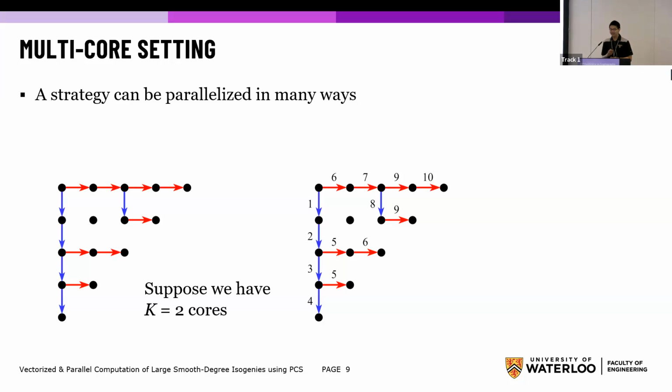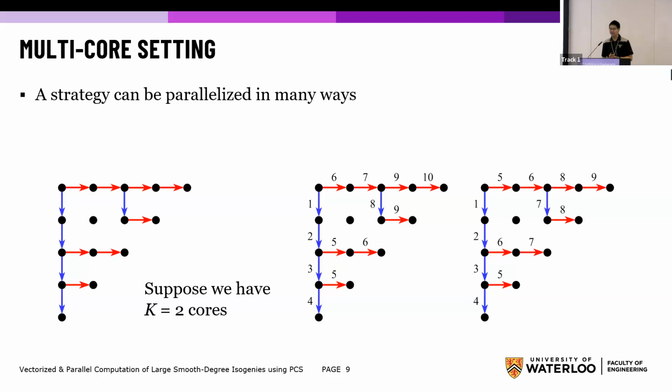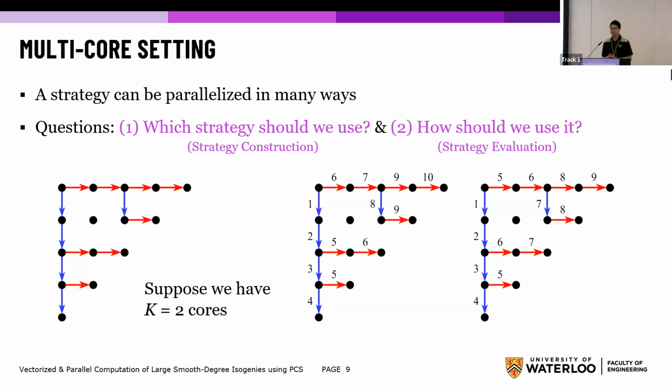But what if instead we choose these 2 in step 5? Well, we can do these 2 in step 6, 7, 8, and 9. So the order of operations plays an important role here. In the multi-core setting, we have 2 questions. Which strategy should we start with? We call that strategy construction. And how should we use it or parallelize it? We call that strategy evaluation. In this talk, we will focus on the second question, strategy evaluation.